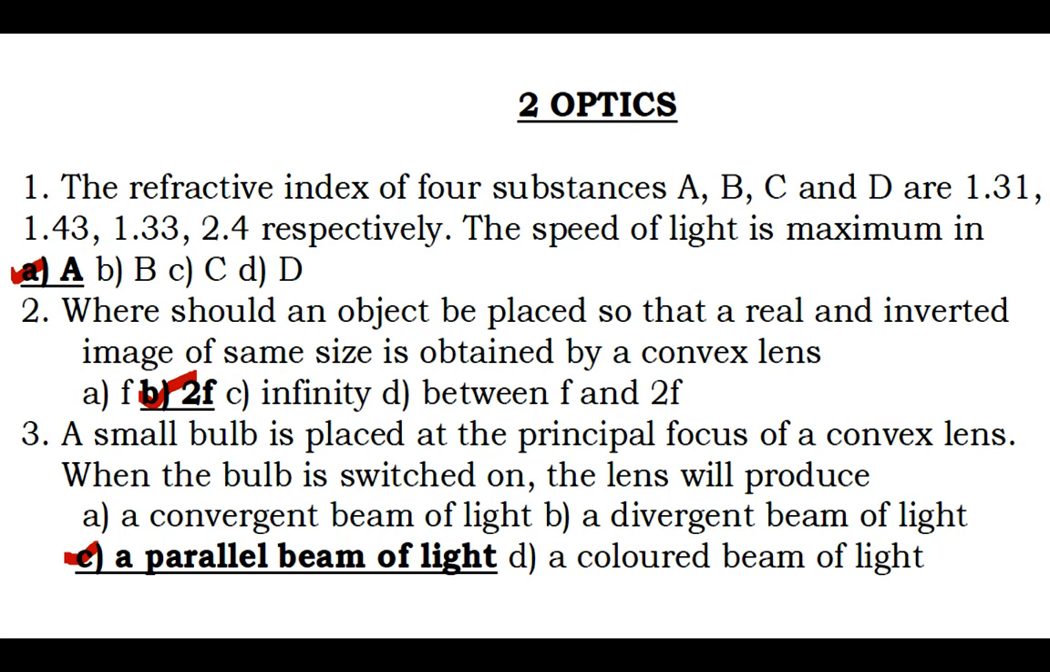Question number 2. Where should an object be placed so that a real and inverted image of the same size is obtained by a convex lens? Option B, 2F. Question number 3. A small bulb is placed at the principal focus of a convex lens. When the bulb is switched on, the lens will produce option C, a parallel beam of light.